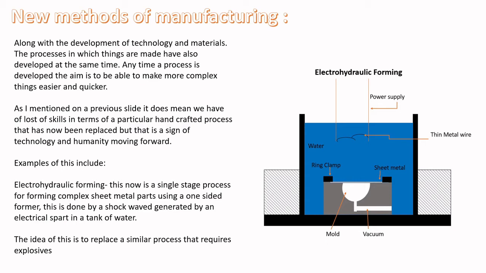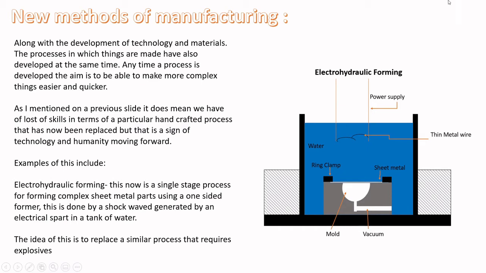So we've got electrohydraulic forming. This is now a single stage process to form complex sheet metal parts. Originally the way to do this was to use electrolyte controlled explosions to actually shape the metal.